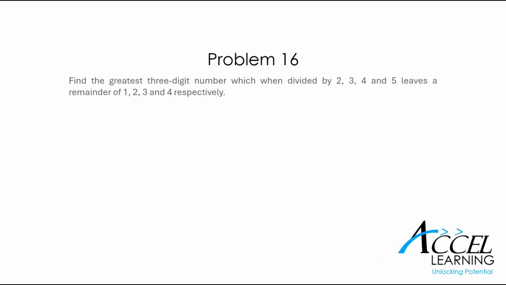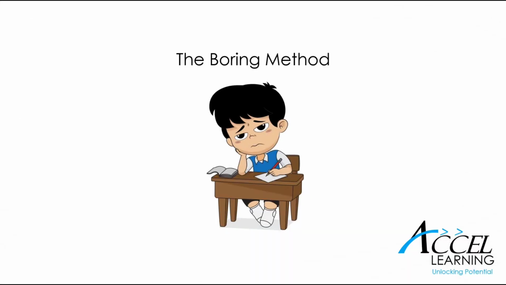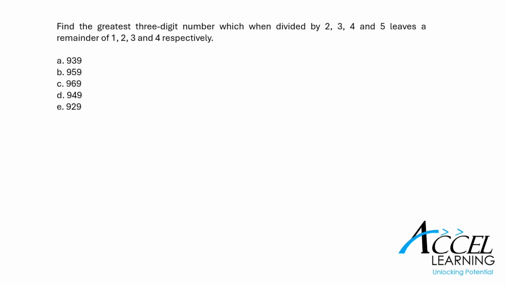Find the greatest three-digit number which when divided by 2, 3, 4, and 5 leaves a remainder of 1, 2, 3, and 4 respectively. A. 939, B. 959, C. 969, D. 949, E. 929. Let's see how most people solve this kind of problem, the boring method. Here's the same question. Pause the video now to see if you want to solve it first before we do.